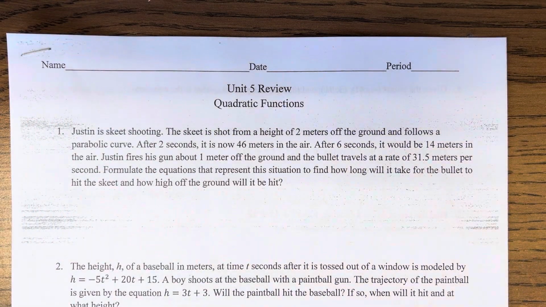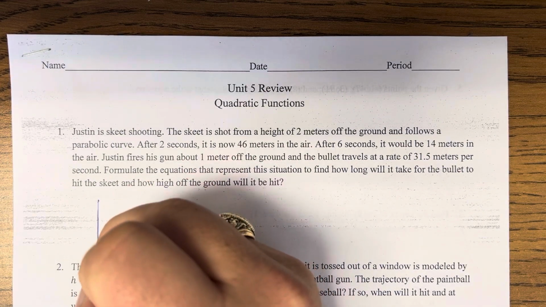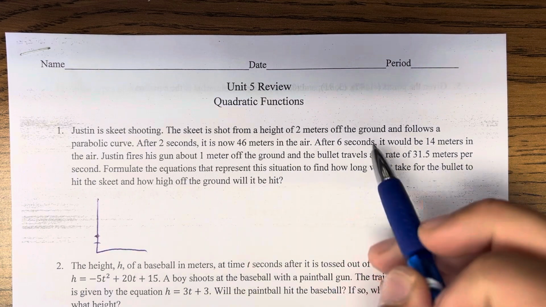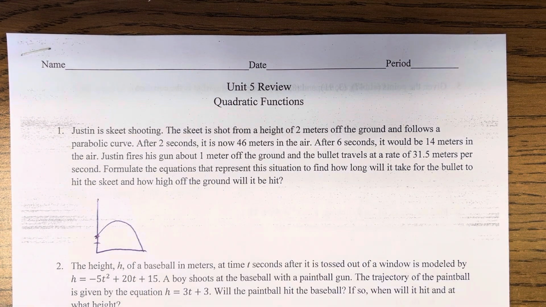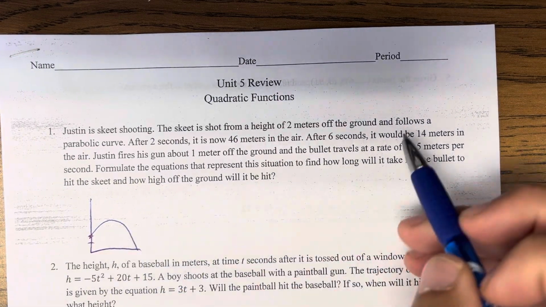All right, it's time to get ready for our Unit 5 test. And so for number 1, Justin's skeet shooting. The skeet is shot from a height of 2 meters off the ground and follows a parabolic curve. It's going to be something like this. We don't know all the different numbers, but something like that.